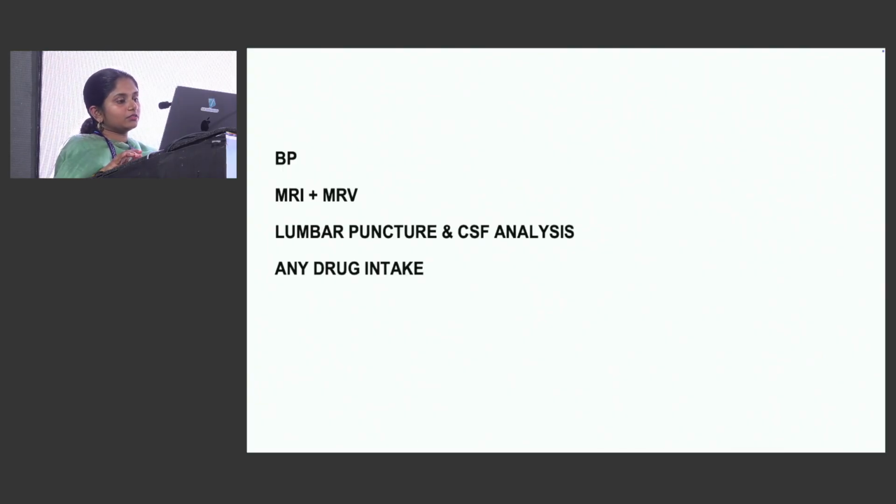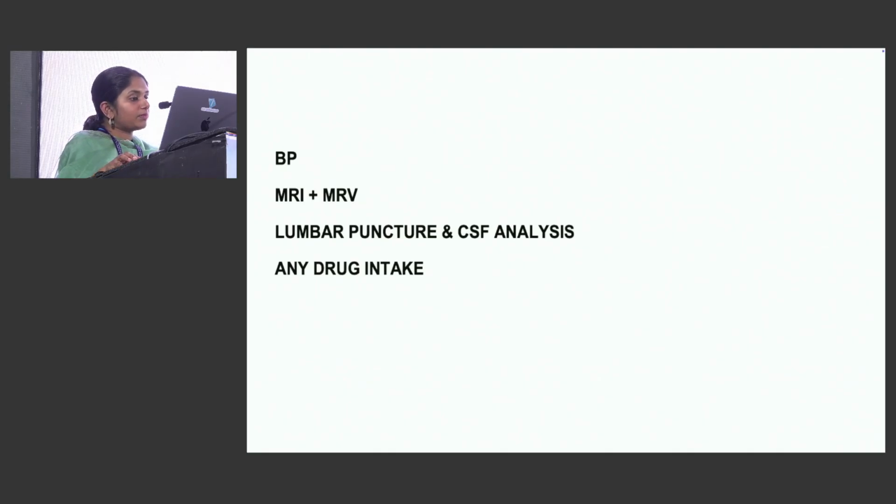And how do we proceed? We have to check the patient's BP. MRI with MRV has to be taken. Lumbar puncture and CSF analysis has to be done. Any history of drug intake, such as OCPs or any antipsychotic drugs, has to be checked.